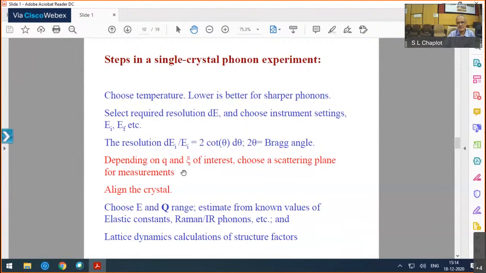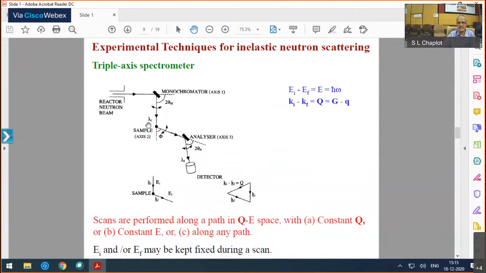Quite often, on the spectrometer, we have a certain plane in which we are working. That's a horizontal plane. This diagram is all in the horizontal plane. It's not vertical; it's in the horizontal direction. So you have neutrons coming in, and all the arms are in the horizontal plane.